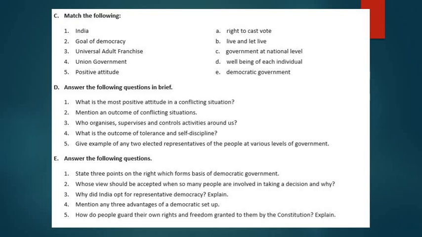Okay. Now, question number 5. Give examples of any two elected representatives of the people at various levels of government. Answer. 2 points you will write. First point, national level, then put a small dash, Prime Minister. Next point, state level, again put a small dash and write Chief Minister.